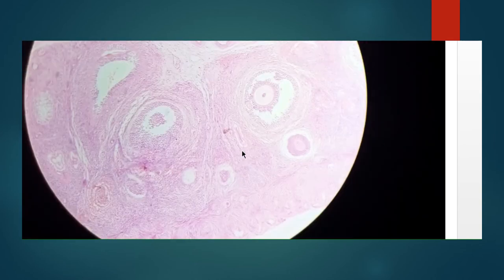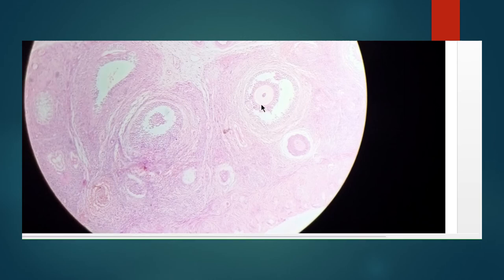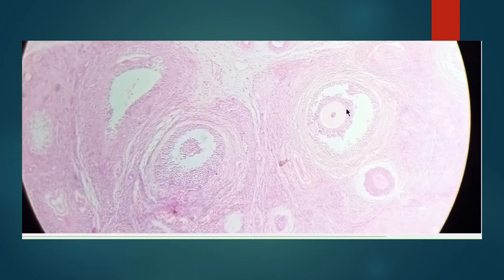Now, what is this? Here you can identify the ovary slide. How to identify the ovary? At the periphery, we can identify primary follicles, and towards the medullary part, you can identify the mature follicle. In the mature follicle, you can identify the zona pellucida, cumulus oophorus cells, and the corona radiata cells, and this space is called the antrum.